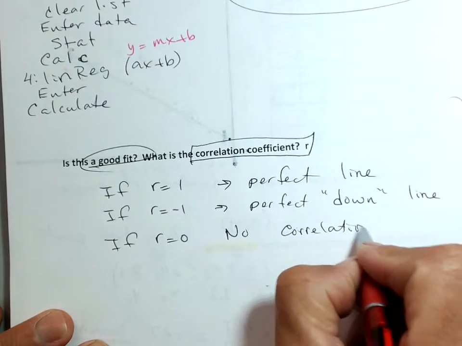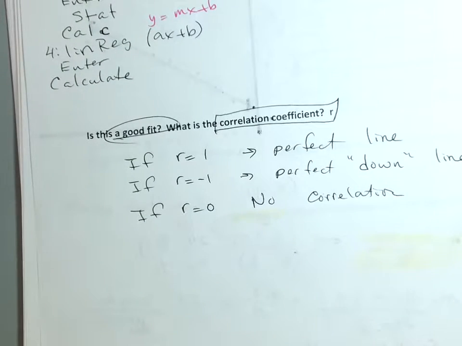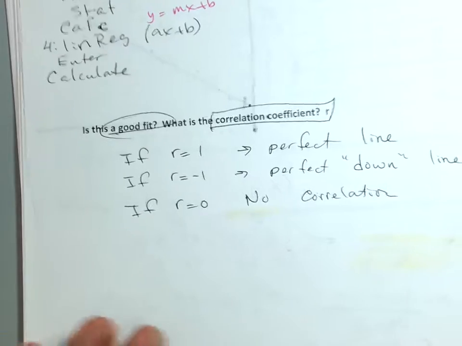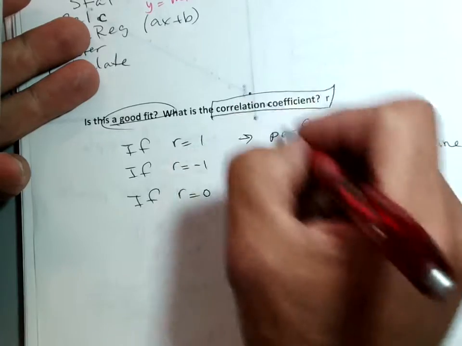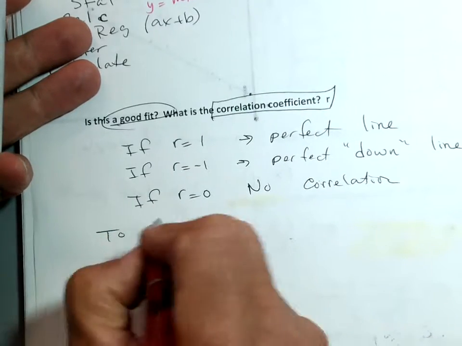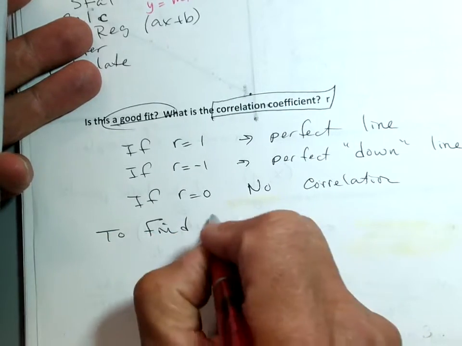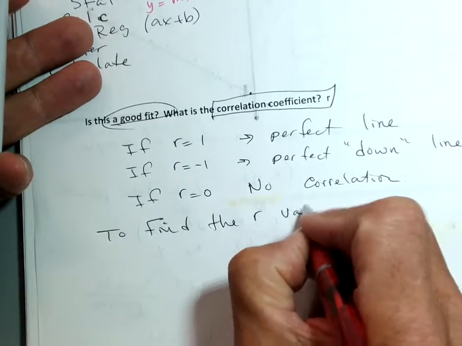So how do we find out how good ours is? Anybody get an R factor on the calculator at all? Anybody get anything about an R? Okay, good. We're going to put it on there, okay? So let's find our R. To find the R value, write this down.